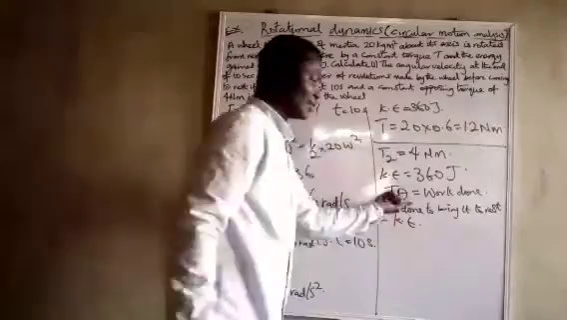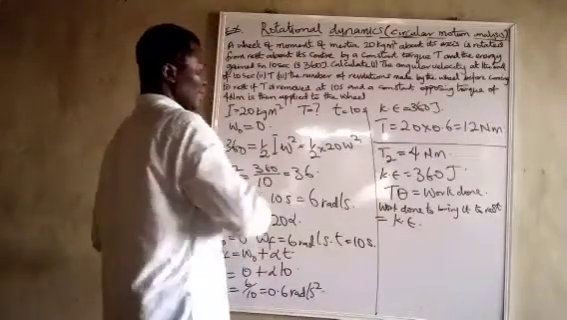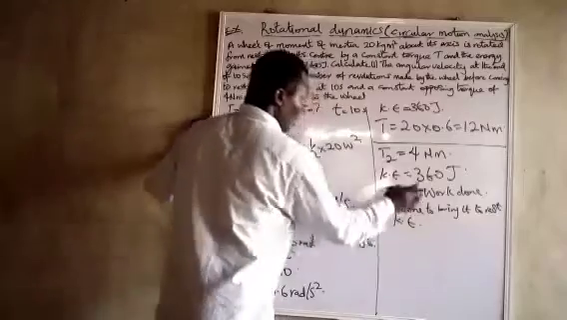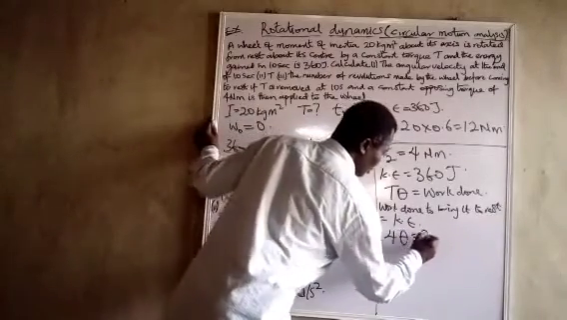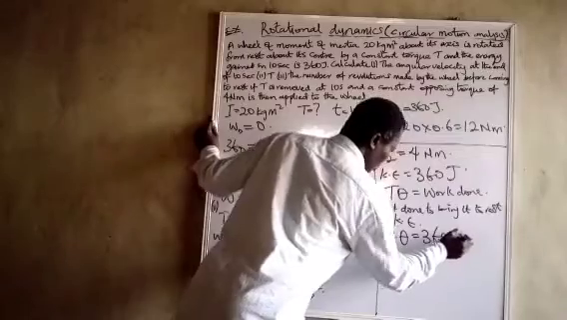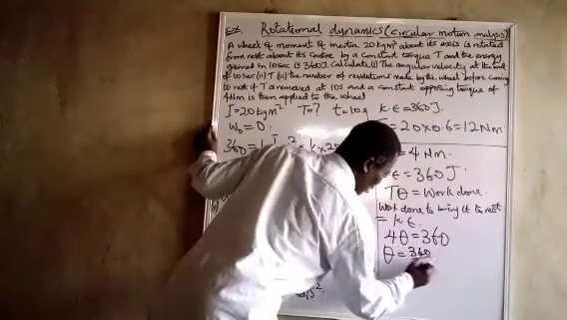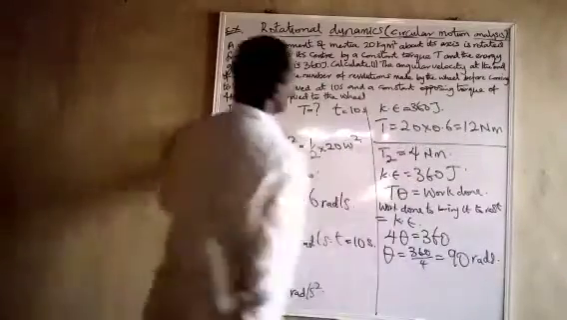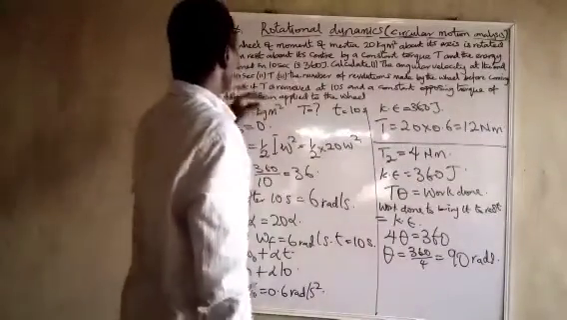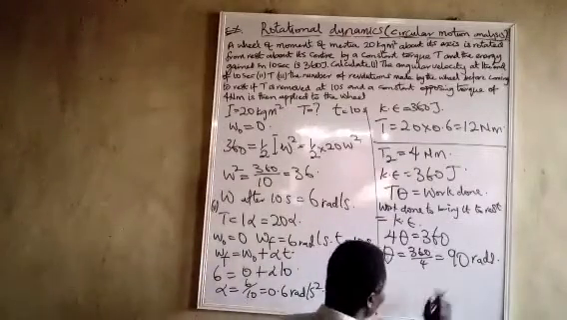We can now find the angle described, the angle that it moves through before coming to rest. Let's find that. So we can say 4 theta is equal to 360 joules. So theta is equal to 360 over 4, which is 90 rads. It moves through 90 rads before coming to rest.